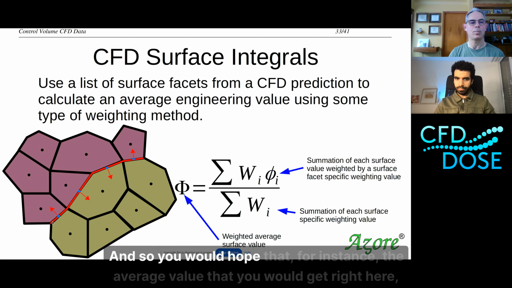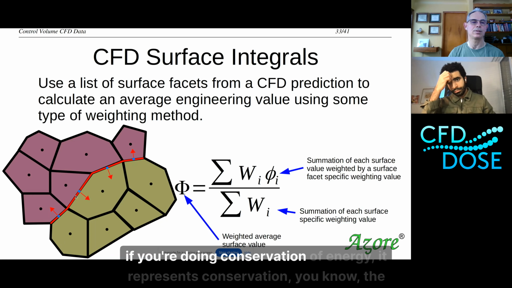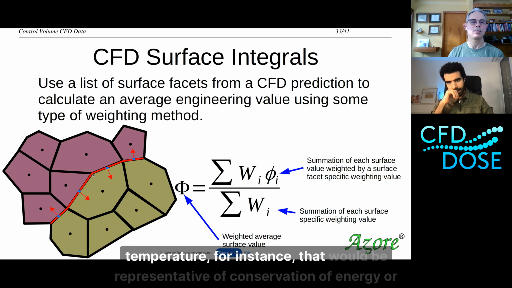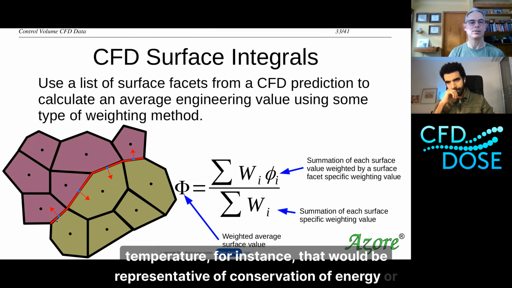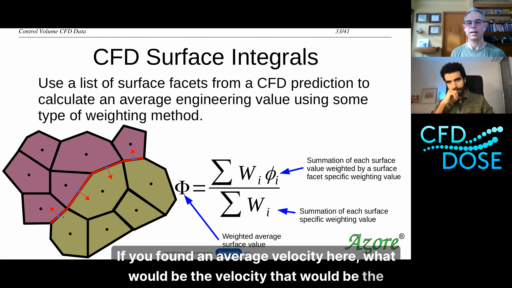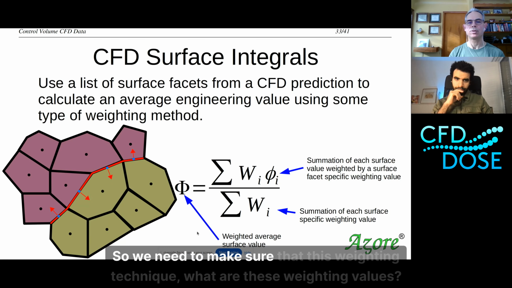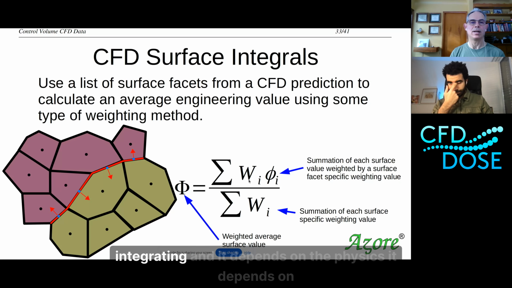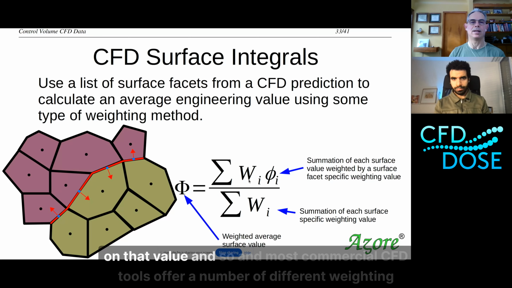And so you would hope that the average value you would get right here, if you're doing conservation of energy, for instance the temperature, would be representative of conservation of energy, or velocity. If you found an average velocity here, what would be the average velocity? So we need to make sure of this weighting technique: what are these weighting values? And these are methods, and you need to use different methods depending on the value that you're integrating. It depends on the physics, it depends on that value.